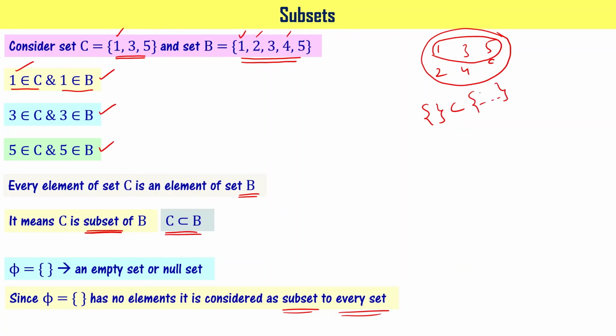Let's say you have {1, 2} or something like that. Then phi is a subset of any of the sets you consider. And for mathematical reasons, it is also said that phi is a subset of itself. You can write it as phi is a subset of phi itself. You will understand why we are doing this as we go.